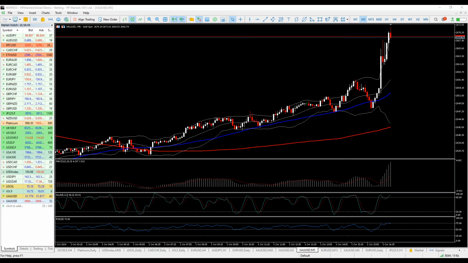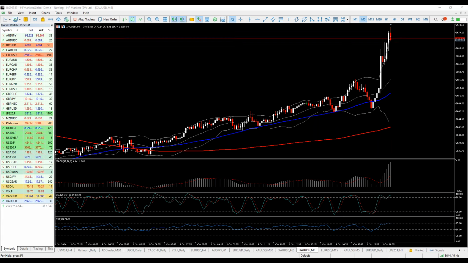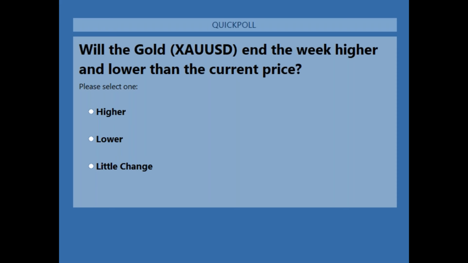So before we start to look at another asset, let's see what people think is going to happen to gold this week. I'm going to release a poll. Here we go, ladies and gentlemen. Will gold end the week higher or lower than the current price? So higher, lower, or little change? What does little change mean? It will end the week at the price we're currently at.